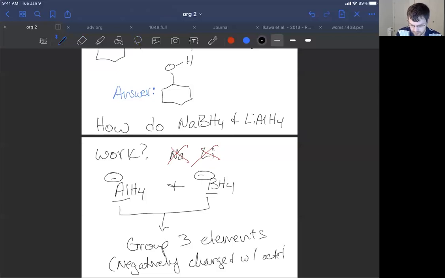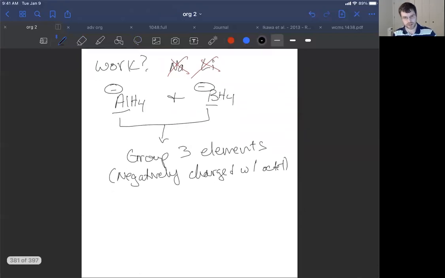So they have a difficult choice. Do they want to render themselves always charged, or do they want to get an octet? It's a difficult choice. They're in an awkward part of the periodic table. They wish they were group 4, with carbon and that sort of thing, but they're not. We've got to deal with it.